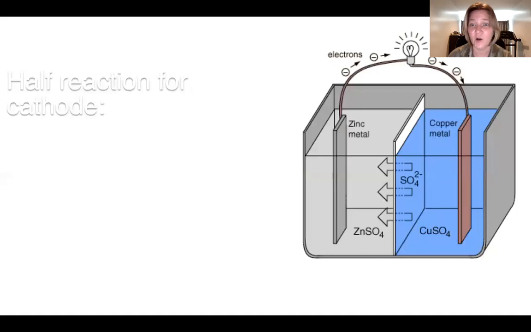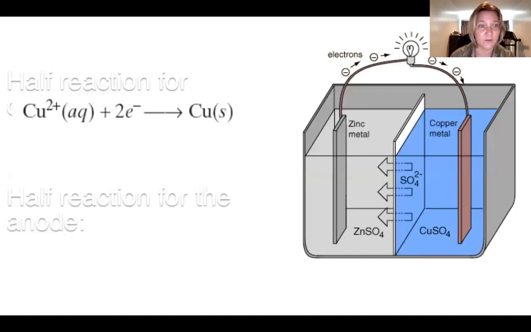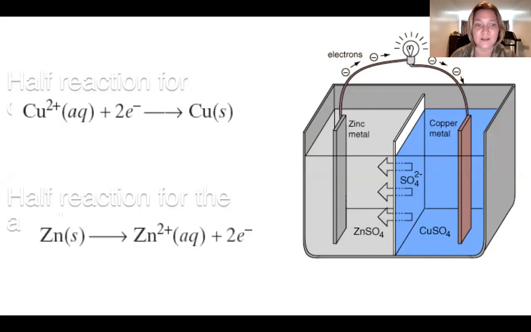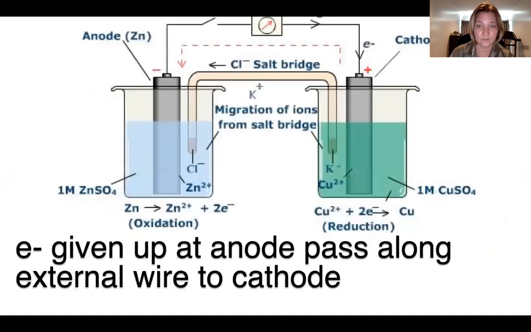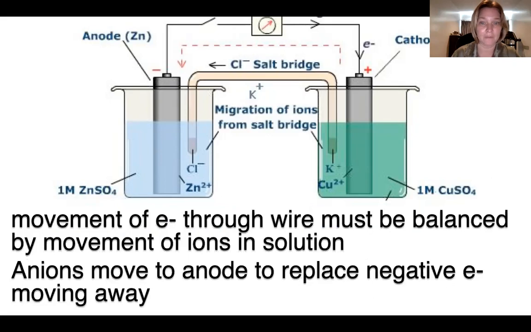Okay, so the half reaction for the cathode is the copper ions are going to be reduced to copper metal. And for the anode, the zinc metal is going to be oxidized to form zinc ions, and they're going to release 2 electrons. Electrons that are given up at the anode, because remember the anode is where oxidation occurs. Oxidation is losing electrons. So electrons are lost at the anode. They can pass along the external wire to the cathode where reduction occurs.